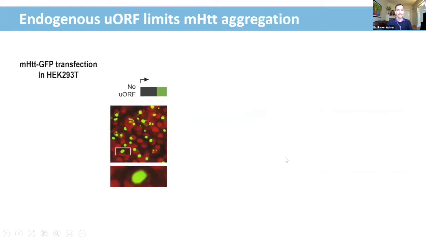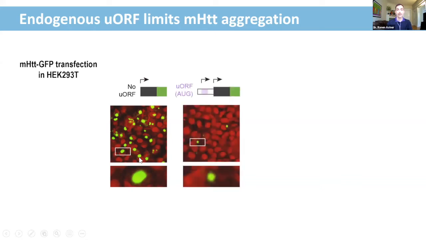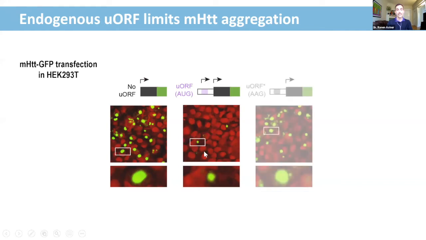And how does the uORF affect aggregation of the mutant protein? We transfected 293 cells with plasmids encoding GFP-tagged mutant HTT, either with or without the endogenous 5' untranslated region. You can see that without this UTR, aggregates are formed in almost all cells. However, with the UTR, aggregation is significantly reduced. And this protective effect is lost by mutating the upstream AUG to AAG, suggesting that active translation of the uORF reduces expression and therefore aggregation of Huntington.